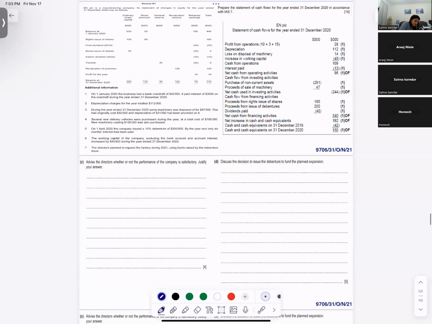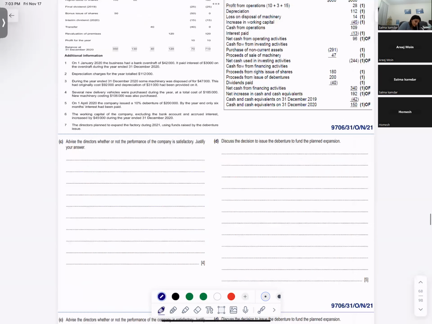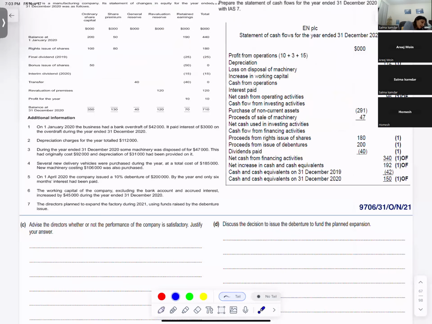Looking at the cash flow statement, which is over here, let's see. You have cash flow from operating activities 96. You have used in investing activity 244. And you have cash from financing activity 340. You had an overdraft at the beginning and now you have a positive closing cash balance. Advise the directors whether or not the performance of the company is satisfactory.